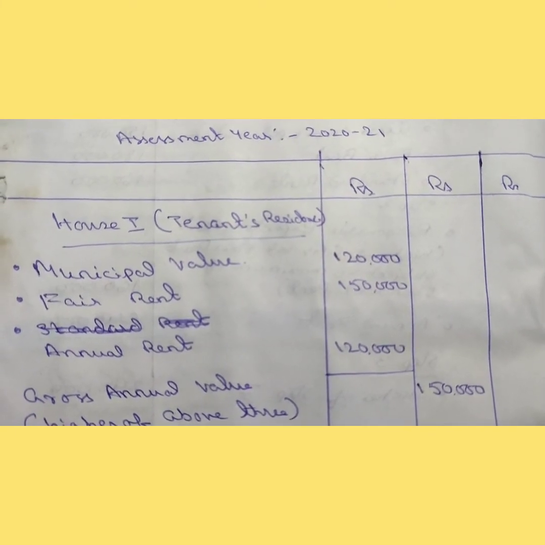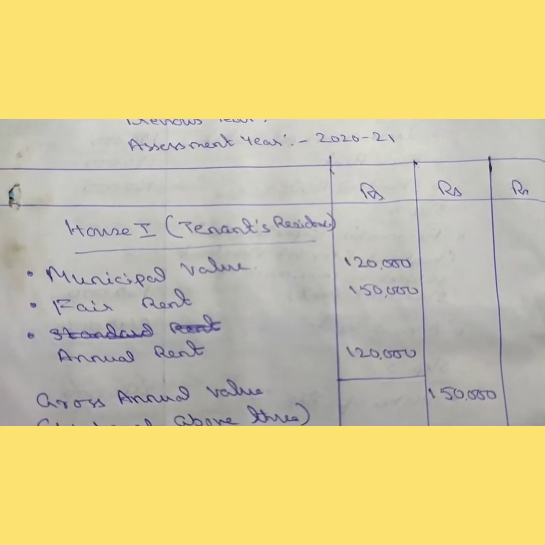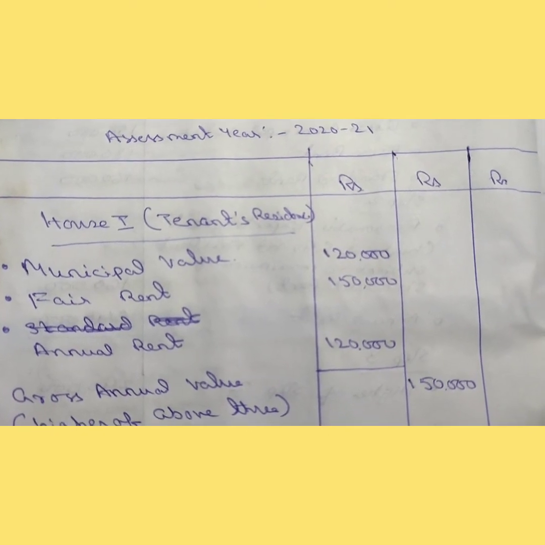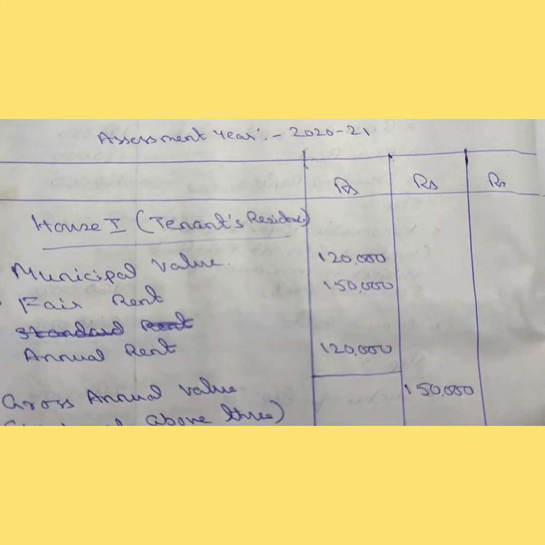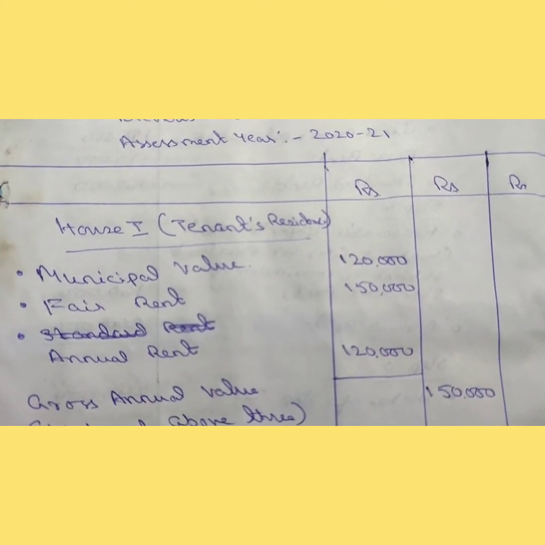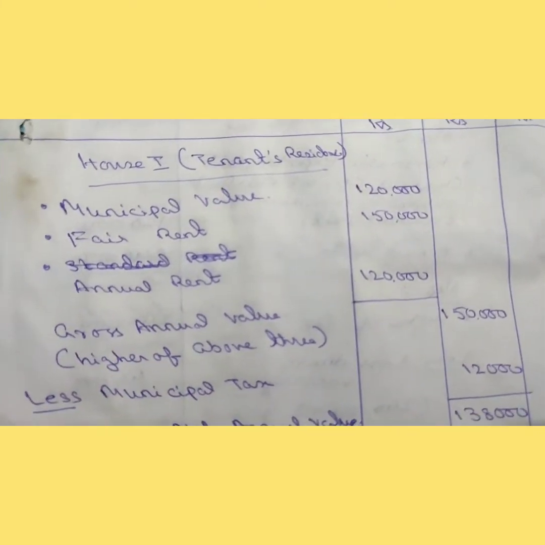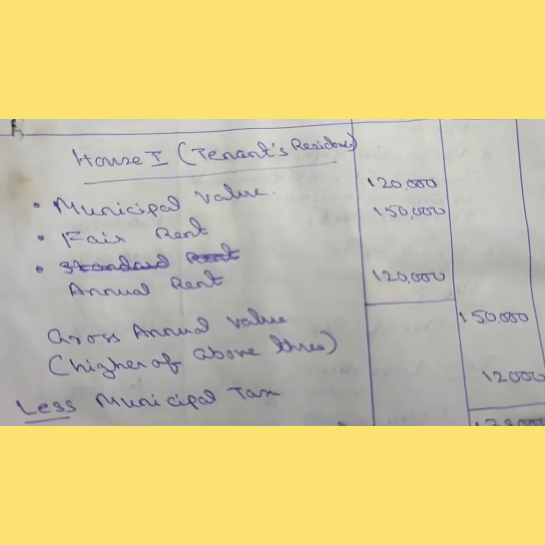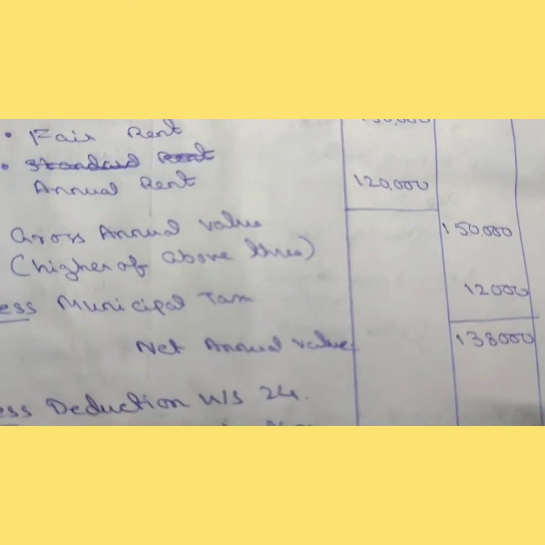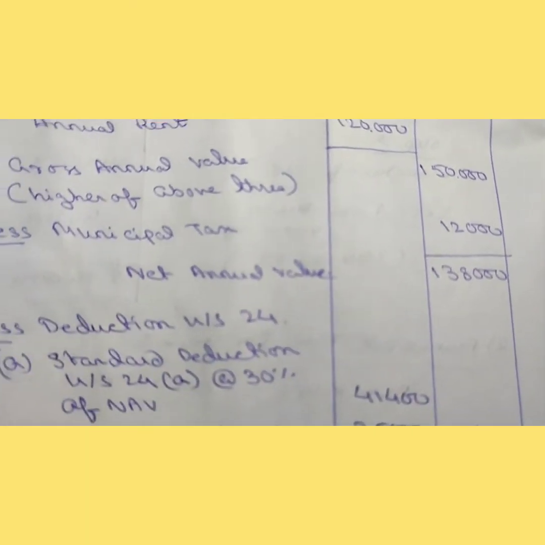Now here standard rent is not given, so we can take gross annual value as the higher of municipal value, fair rent and annual rent. If standard rent is not mentioned, you can do it in this way for calculation of gross annual value, that is the higher of municipal value, fair rent and annual rent. Now municipal value is given in the question, that is rupees 1,20,000. Fair rent is given as rupees 1,50,000 and annual rent is 1,20,000. So gross annual value is the higher of the above three, and the higher amount is 1,50,000, that is fair rent, that will be taken as gross annual value. Municipal tax is given in the question, that is rupees 12,000. So net annual value is 1,50,000 minus 12,000, that is 1,38,000.